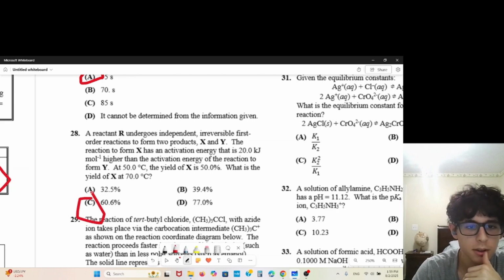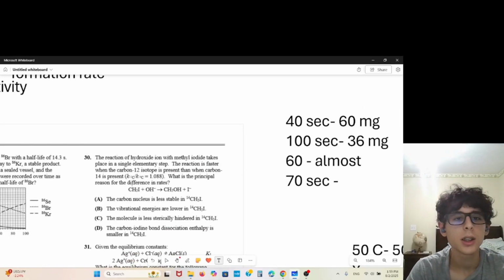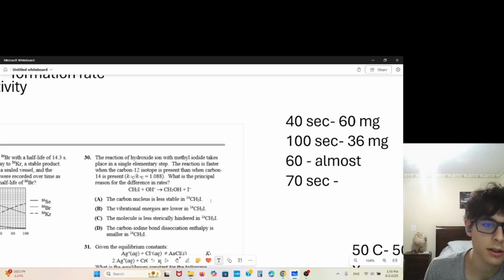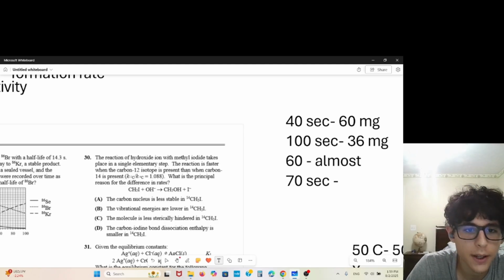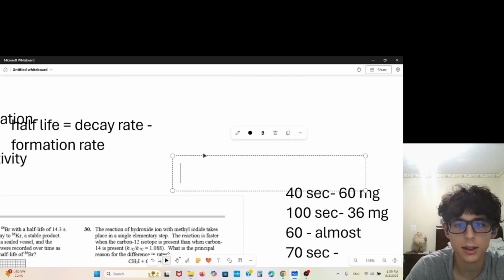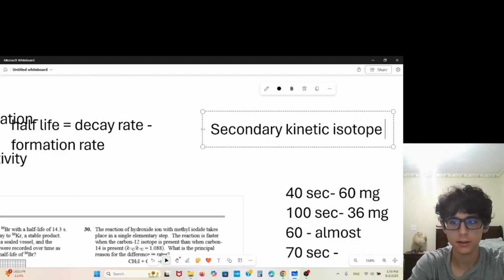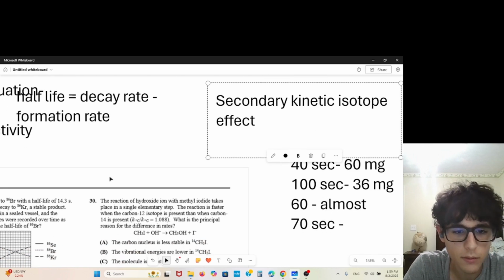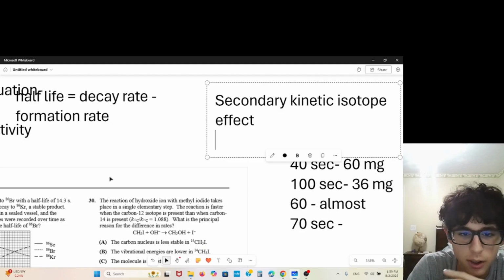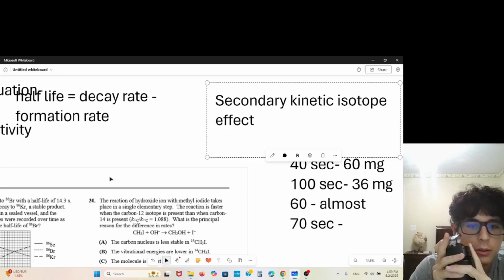Okay, so 60.6%. This question was my favorite one on the entire exam, because it's kinetics and Orgo, so that's a really good combination. Reaction of hydroxide ion with methyl iodide. The reaction is faster when the carbon 12 isotope is present than when carbon 14 is present. This is something called the secondary kinetic isotope effect. We got a strong nucleophile, a hydroxide ion, and methyl iodide. Iodine's a good leaving group. Methyl, okay, not too bulky.